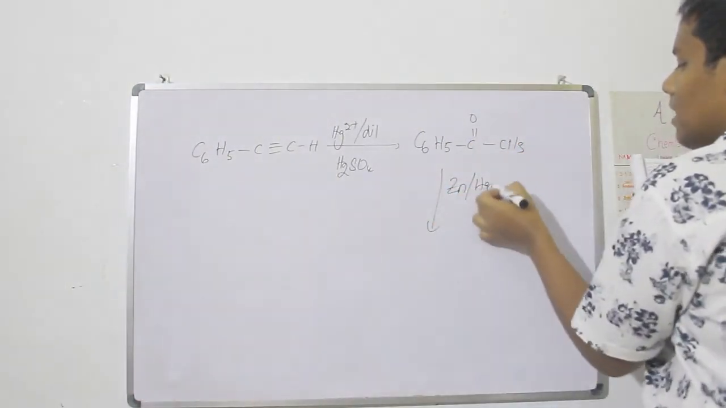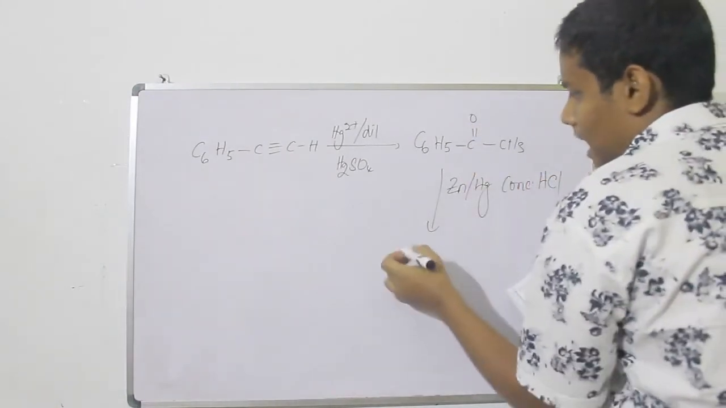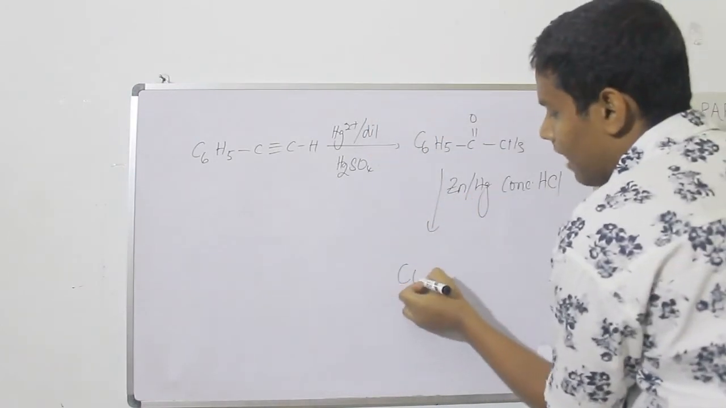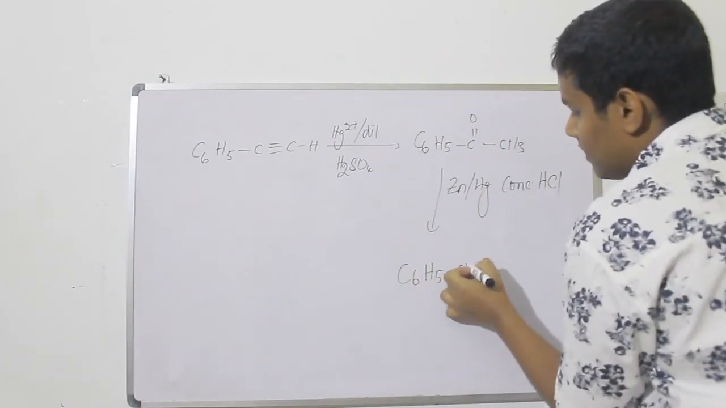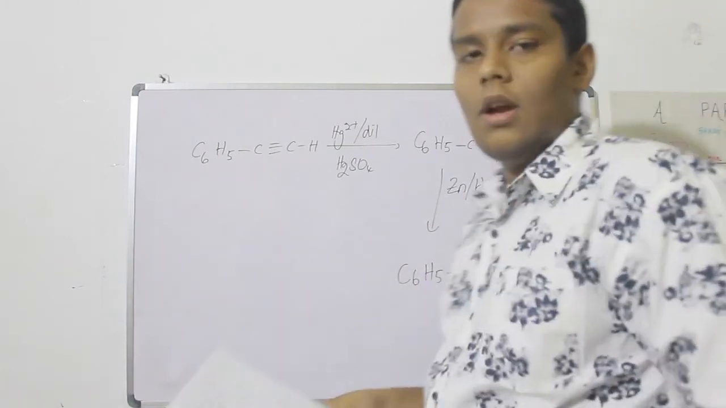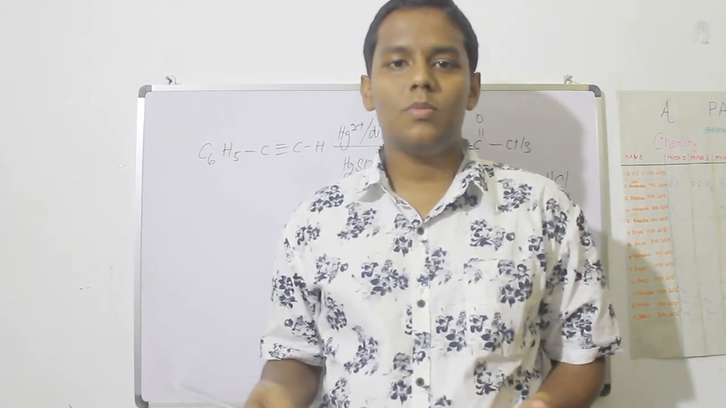Then Zn-Hg and concentrated HCl. This is Clemmensen reduction. So the ketone will completely go into the alkane, C6H5CH2CH3. So your answer should be the fourth one. So your answer for question number 28 is answer number 4.